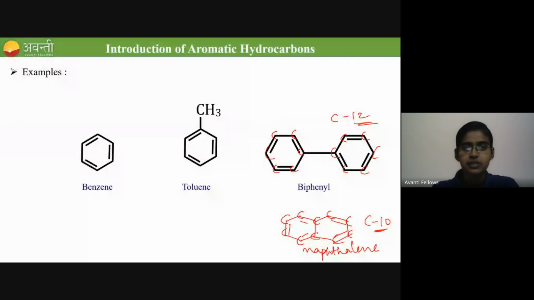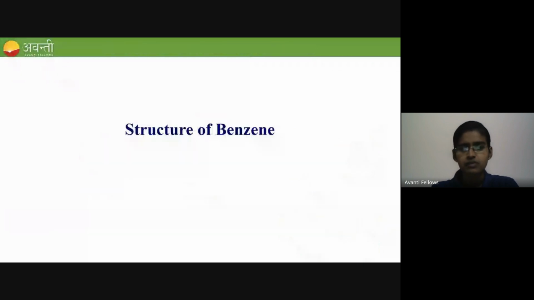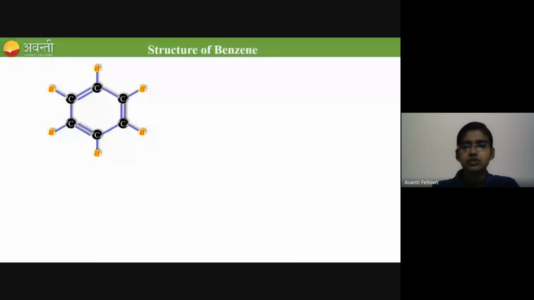No issues. We will move on to the structure of benzene. So this is the structure. There are 6 carbons and 6 hydrogens attached to the carbons. We have 3 double bonds in it, and all the 12 atoms, 6 carbon and 6 hydrogen, are present in the same plane, because the hybridization of all the carbons is sp2.